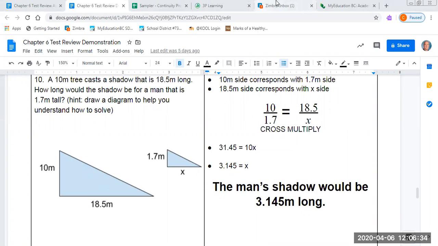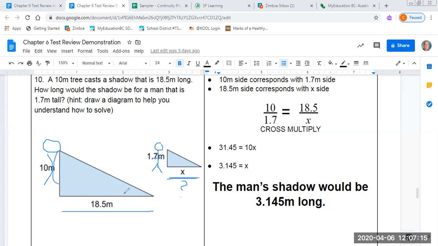So basically, we have an example of a tree, and I could draw a really horrible tree here. But this is basically 10 meters long here, and it's going to cast a shadow that is 18.5 meters long. Now, likewise, if you have a man who is standing here, so I'll just draw a really bad looking stick figure man here, who is 1.7 meters, then it's asking, what is this length here? Well, this is what we don't know.